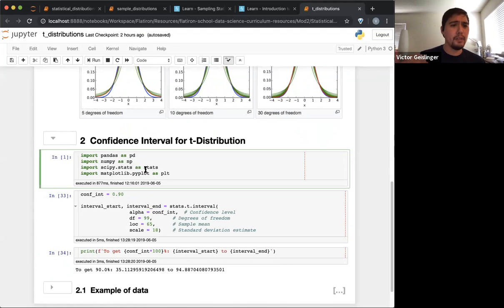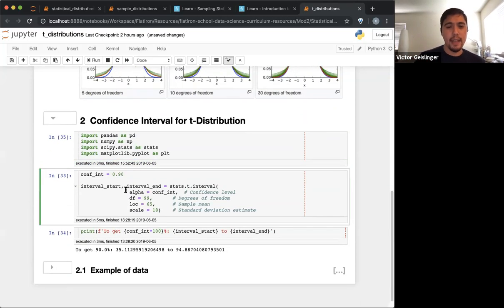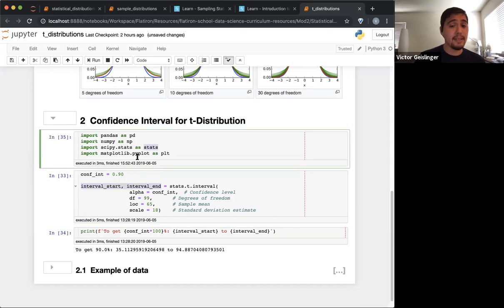So this is doing our confidence interval and the t-distribution together. I'm just going to go ahead and run this part, and I'm going to basically create this. What's kind of nice is that SciPy stats actually lets me create a t-interval.